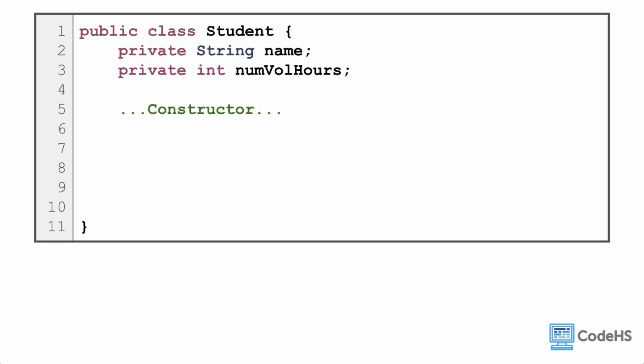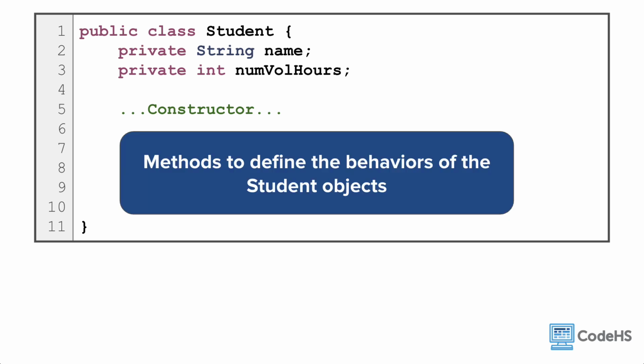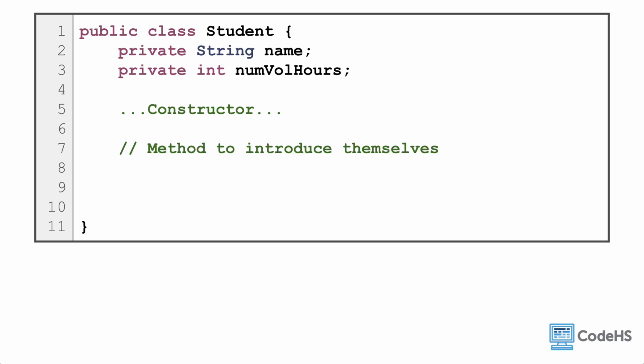Here's the start of a student class. This class has two attributes, name and numVol_hours, or number of volunteer hours, as well as a constructor. Let's add some methods to define the behaviors of the student objects. Let's start by writing a method to have the student introduce themselves. This method will be accessible outside of the student class, so its visibility should be public.